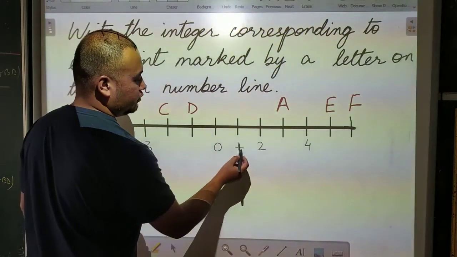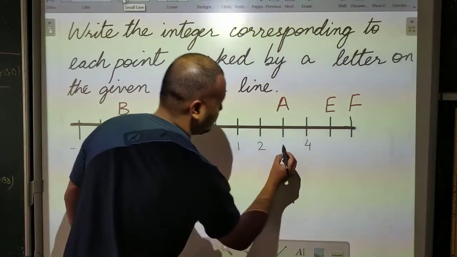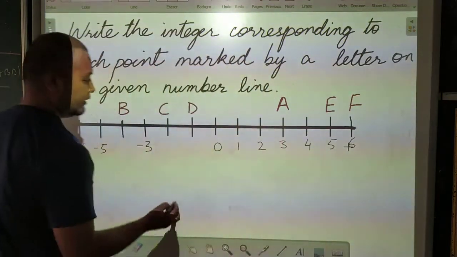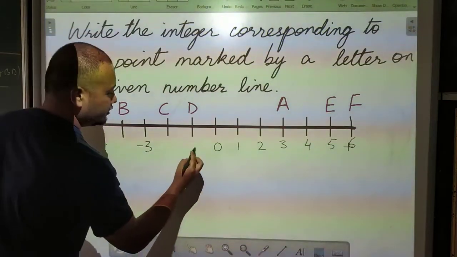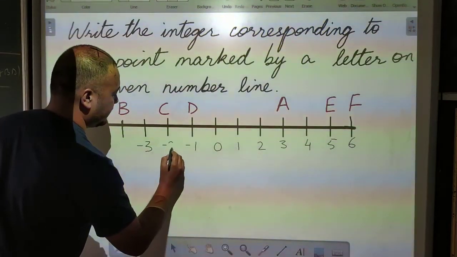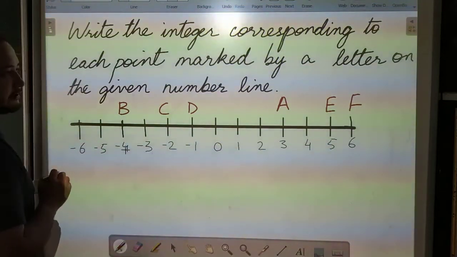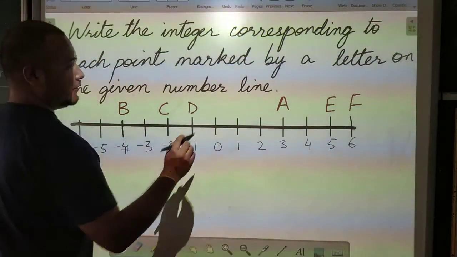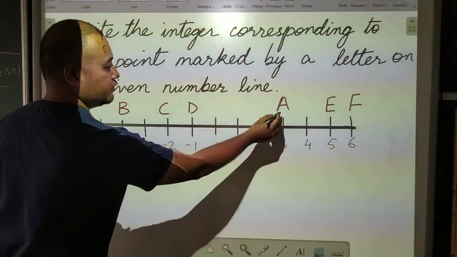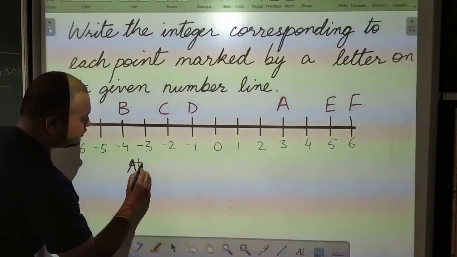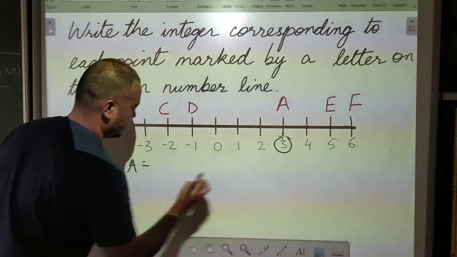So you have 0, 1, 2, then 3, then 4, then 5 and 6. When you come to the left of 0, you have minus 1, minus 2, minus 3 and then minus 4 and minus 5 and minus 6 are already there. So now it becomes very easy to see what those letters represent. So A is equal to 3.